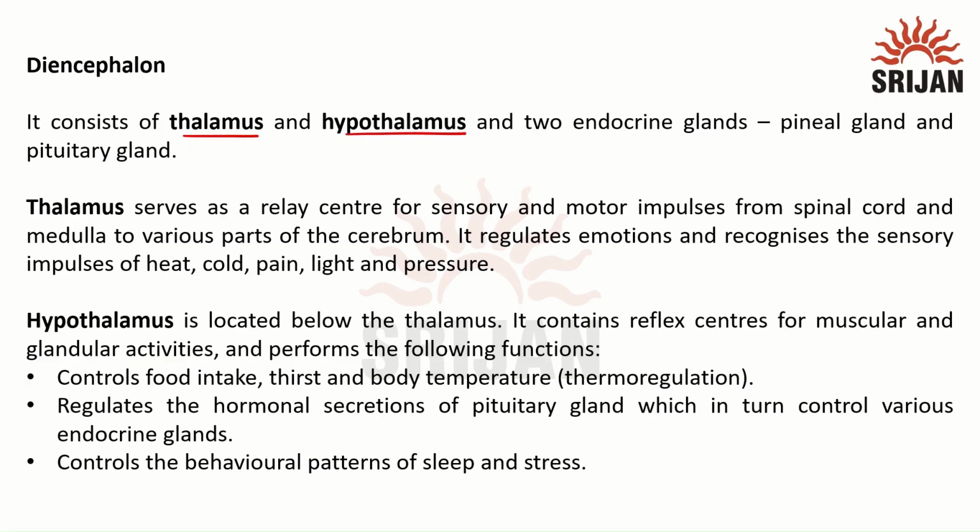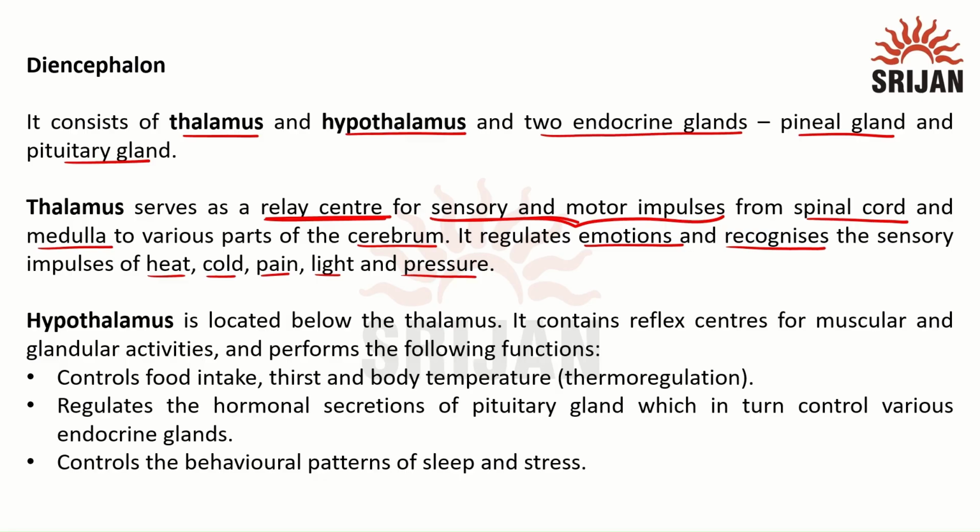and hypothalamus, and also two endocrine glands, that is the pineal gland and the pituitary gland. The thalamus serves as a relay center for both sensory and motor impulses, which come from the spinal cord and medulla to various parts of the cerebrum. It also regulates emotions and recognizes sensory impulses like heat, cold, pain, light, and pressure.